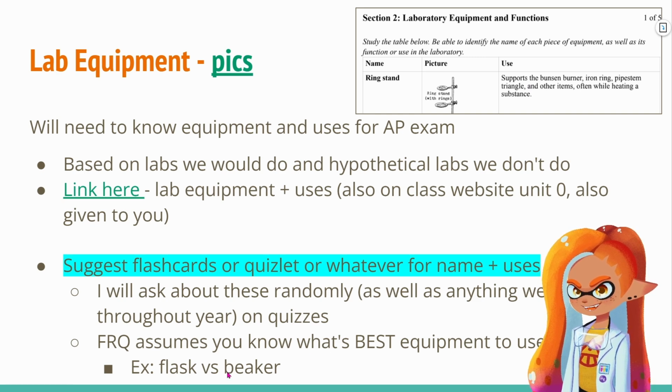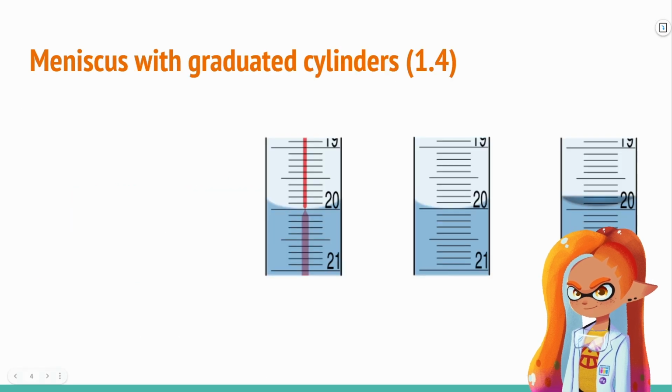For ones that are similar-ish in terms of how they look or function, there are ones that are better than others. So, for example, for mixing stuff, usually a flask is better. But we will talk about which ones are better for different scenarios eventually. For now, you should know the names of the equipment and what they are used for.